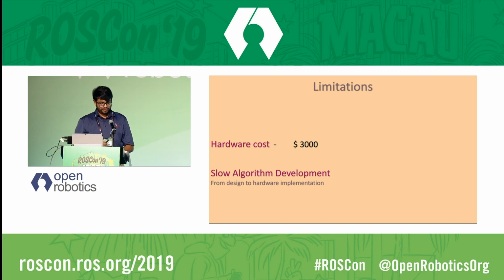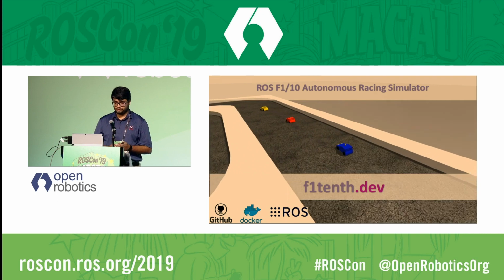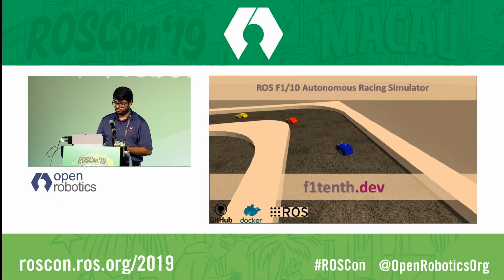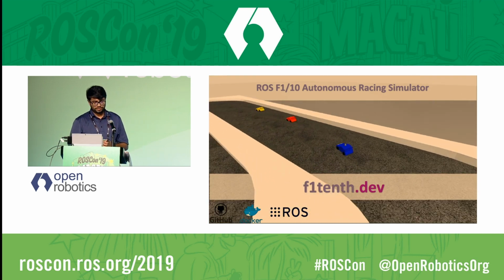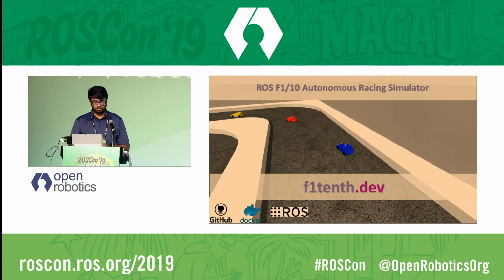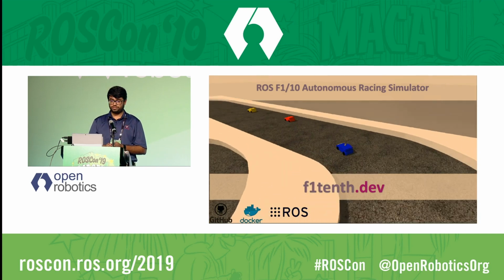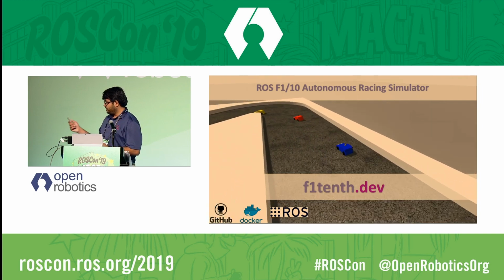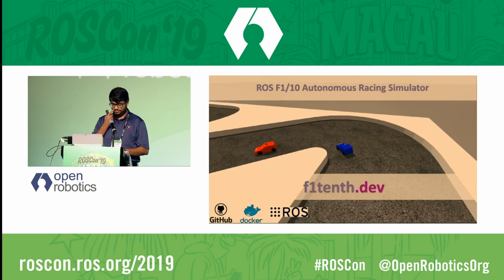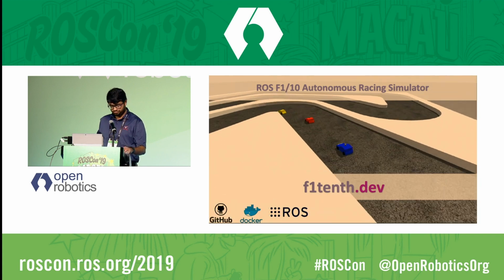Even if they can afford it, there is a significant time difference between building the hardware platform and implementing the algorithms that make it a true autonomous race car. To help the teams which are facing either of these issues, we have introduced the ROS F110 Autonomous Race Car Simulator. This simulator is entirely open source and made available to all those who are interested in autonomous racing. So please visit our website, f110.dev, to learn more about the simulator.